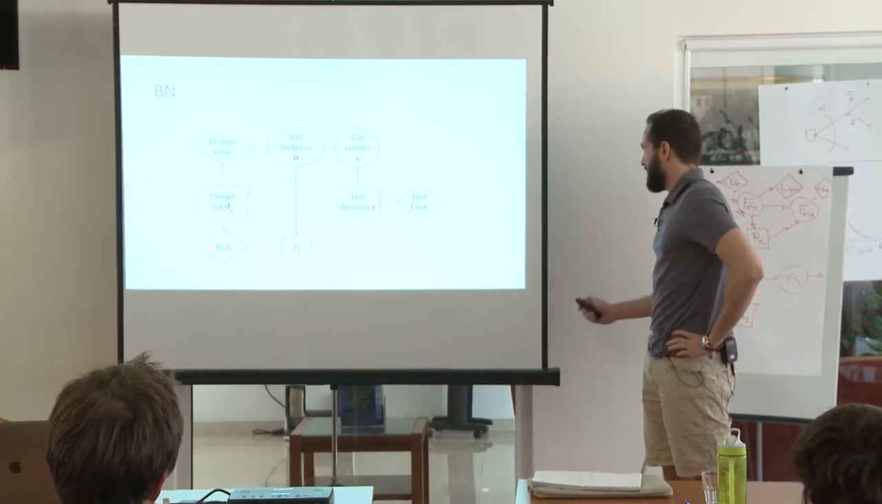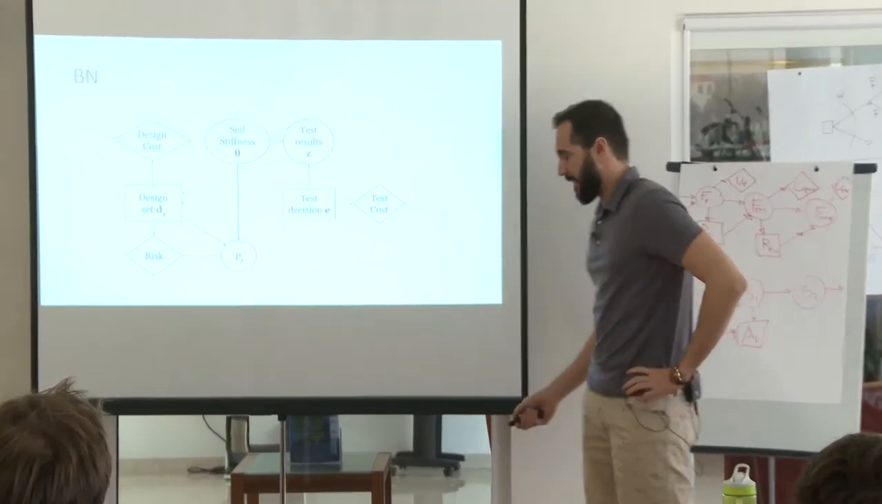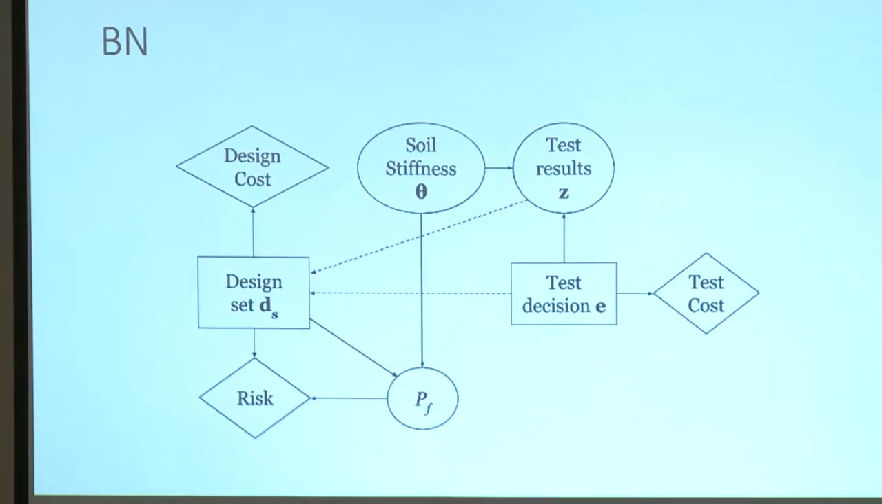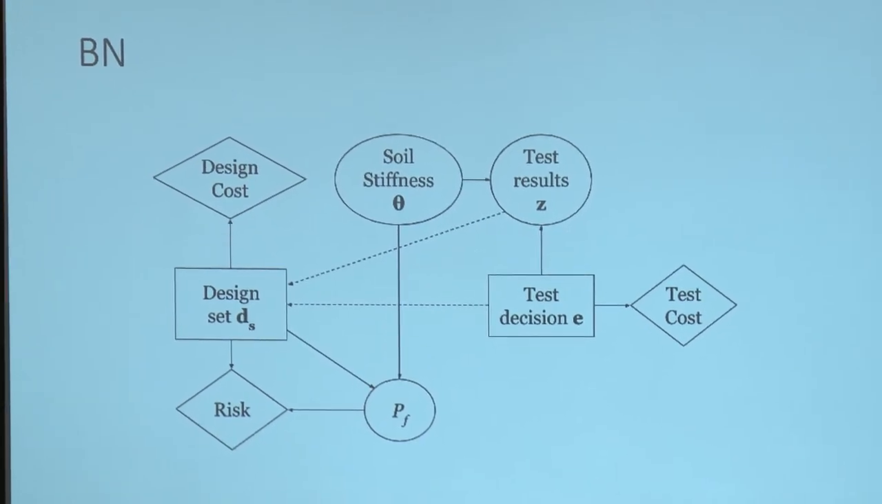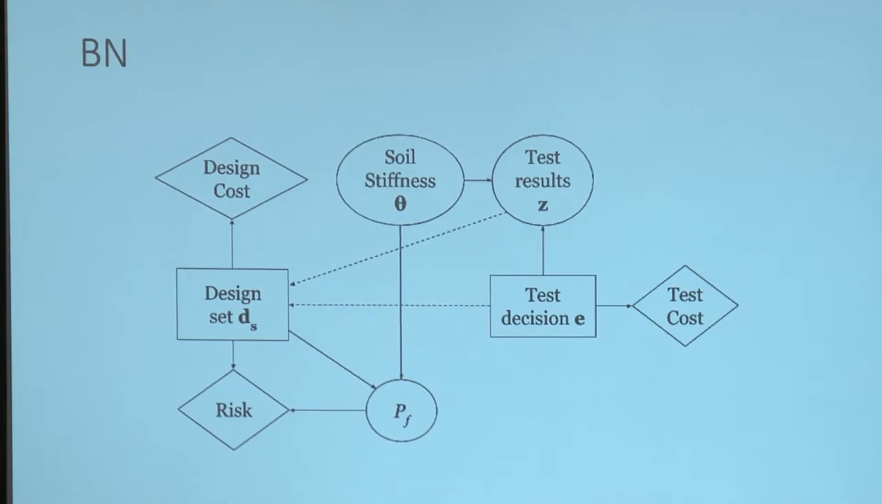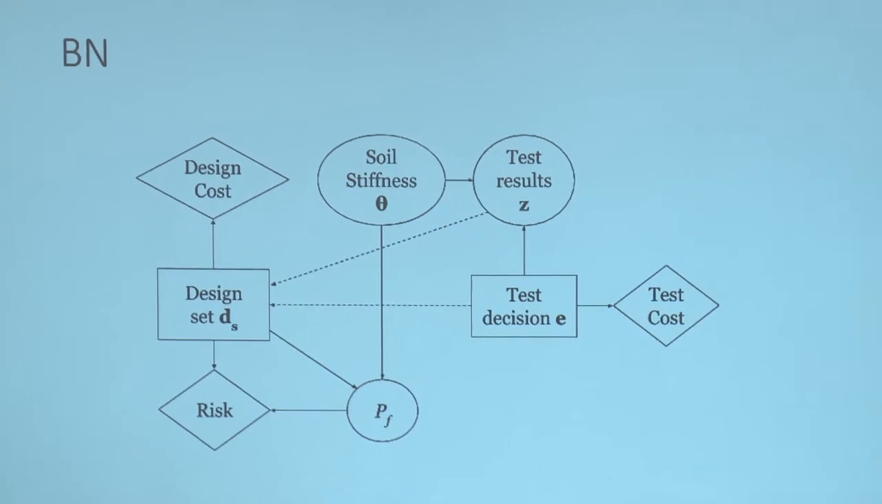So yes, in the end, this is the Bayesian network that I have solved. So let's go element by element. We have a design set. So a series of designs have been proposed. I will show in the next slide, I think, what parameters determine one design. I have the true state of the soil stiffness. The soil stiffness and the design yield a probability of failure.